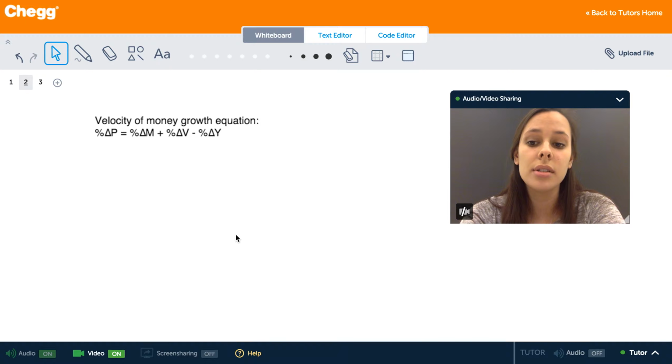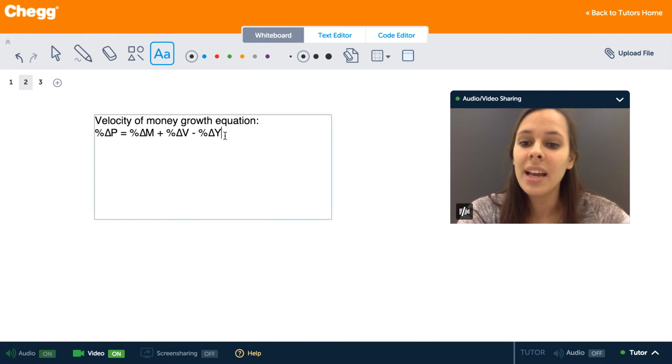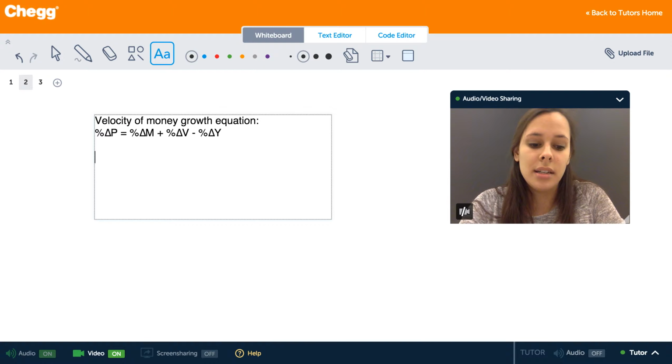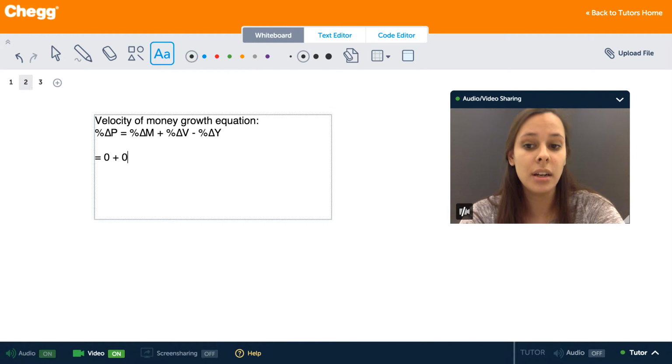In other words, if the money supply doesn't change, it's 0. And if the velocity doesn't change, it's 0. So we have 0 plus 0. But what happens if production and the number of goods in the economy goes up? What happens if we have 5% more goods? That's a negative 5. That must mean that the percentage change in prices is also negative 5.